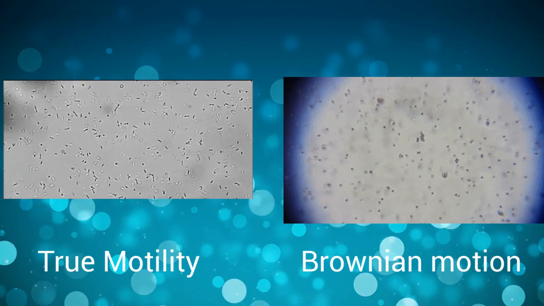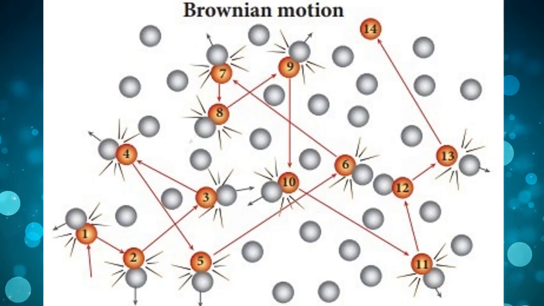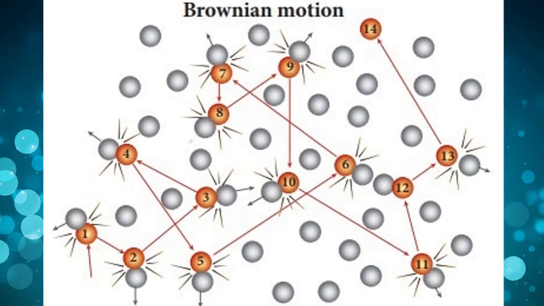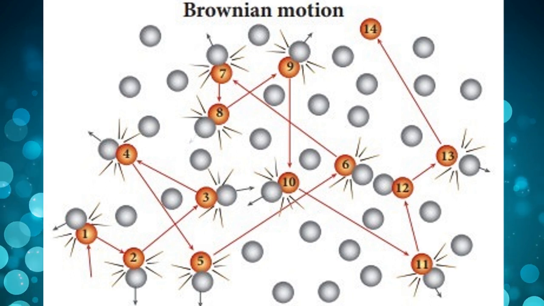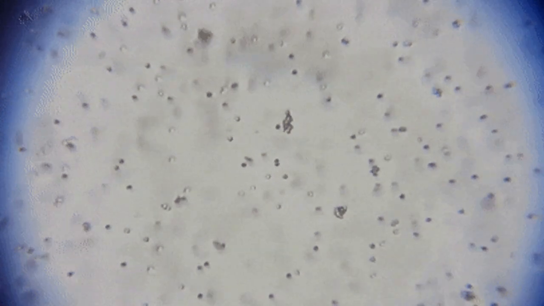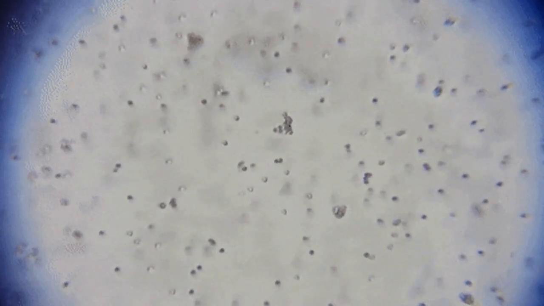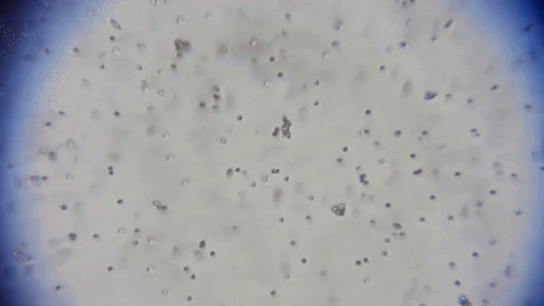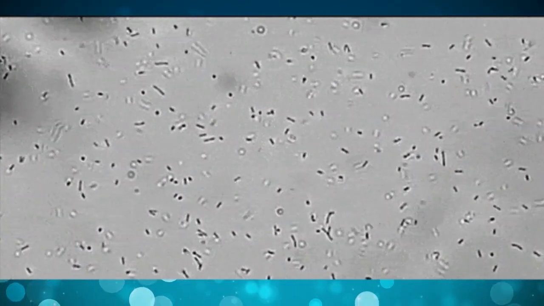Brownian motion is caused by the water molecules bouncing around in the solution, knocking each other and the microorganisms. In Brownian motion, the bacteria do not change their position much and they are having vibrating motion around a place. Whereas the true motility is when bacteria change their position actively.